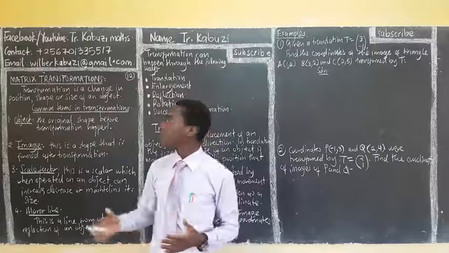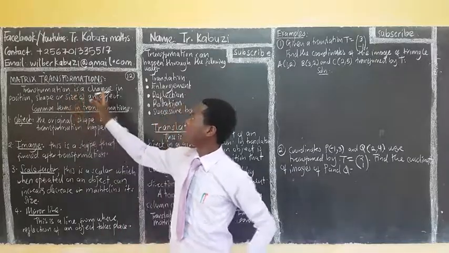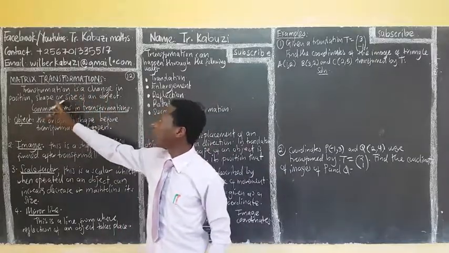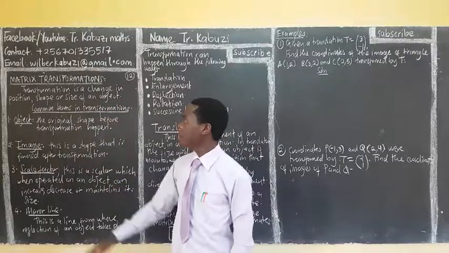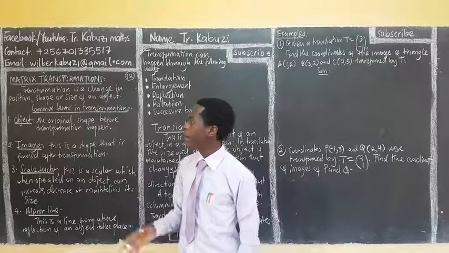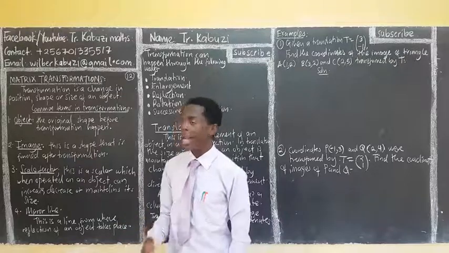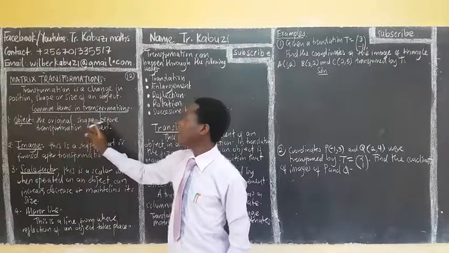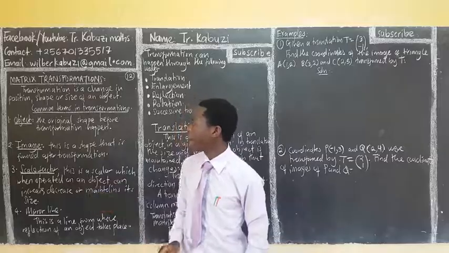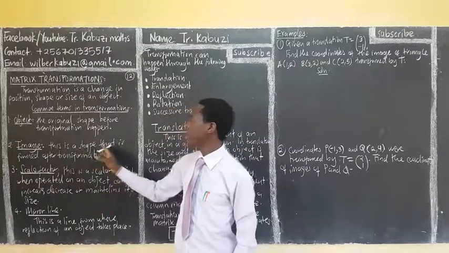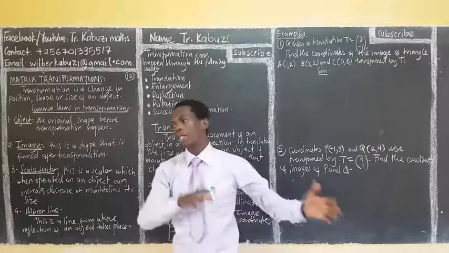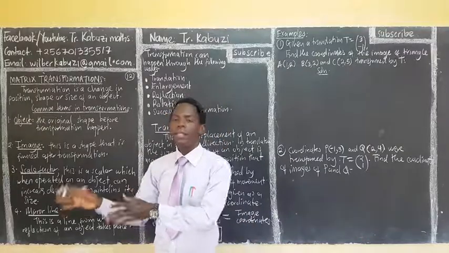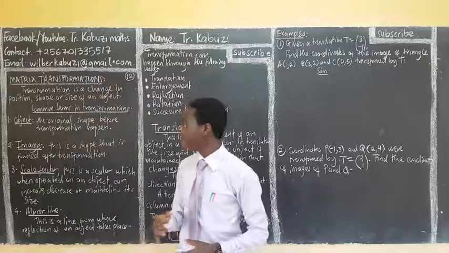So, transformations. A transformation is a change in position, shape, or size of an object. Common terms in transformation: object is the first term, we are going to be listening to it many times. It is the original shape before transformation happened. Then image, this is the shape that is formed after transformation. So when an object is transformed to something else, that something else is called the image.